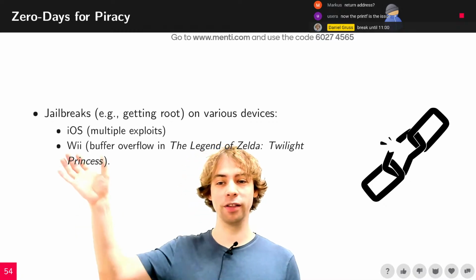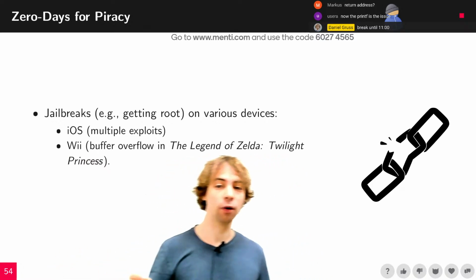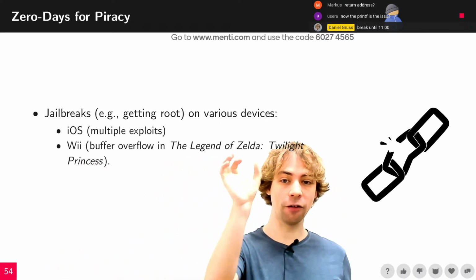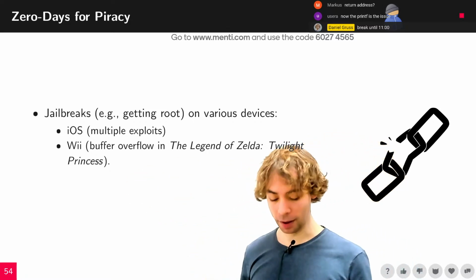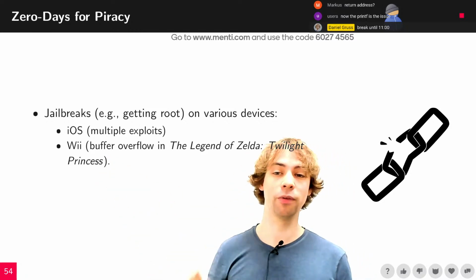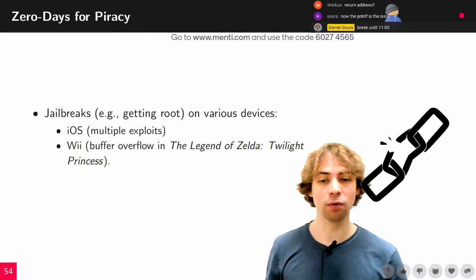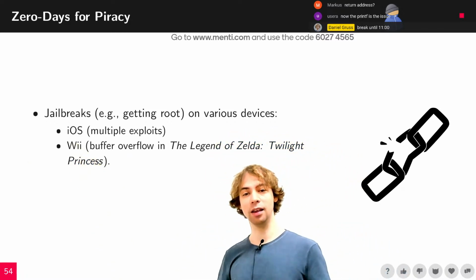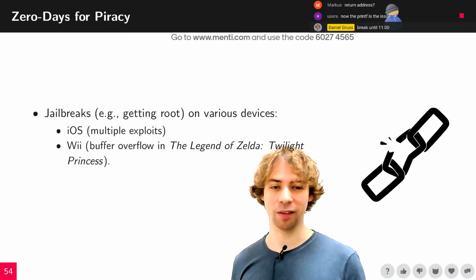But think about, for instance, the Wii, the gaming console. There was a buffer overflow in the game The Legend of Zelda Twilight Princess, and for some time it was difficult to get the game because the demand was so high, because people were just buying it because of the buffer overflow, because it allowed to root the Wii. And if you do that, then of course you have more capabilities. You can bypass copyright protections, for instance.